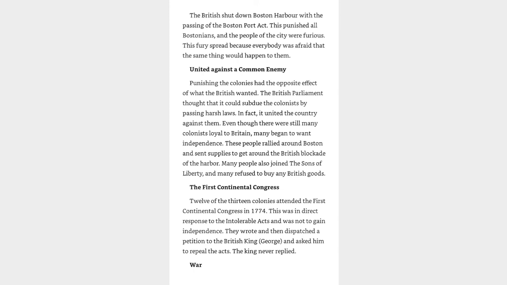The First Continental Congress. 12 of the 13 colonies attended the First Continental Congress in 1774. This was in direct response to the Intolerable Acts and was not to gain independence. They wrote and then dispatched a petition to the British King, King George, and asked him to repeal the acts. The king never replied. Now another paragraph.